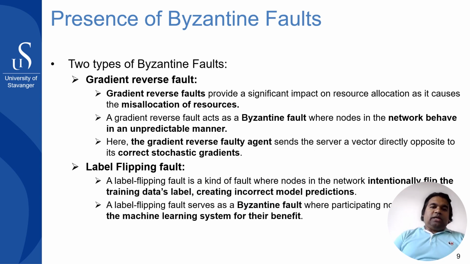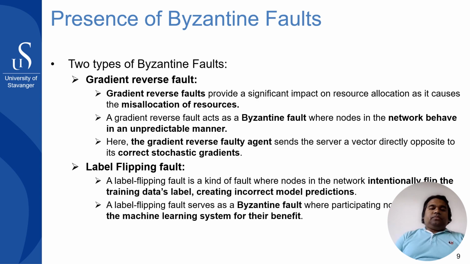Now we will consider two types of Byzantine faults. One is gradient reverse, and another is label flipping. Why do we consider only two types of Byzantine faults? Because these two have a big impact on the system, and they are very harmful for taking decisions or for learning any model. So gradient reverse faults have a significant impact on resource allocation because they cause the misallocation of resources.